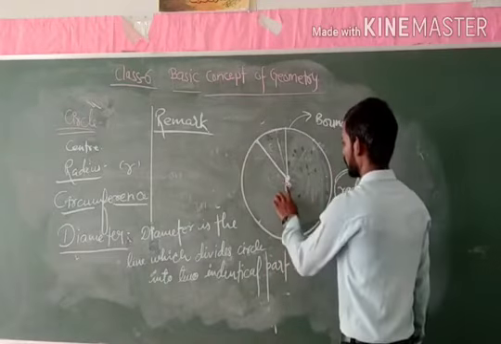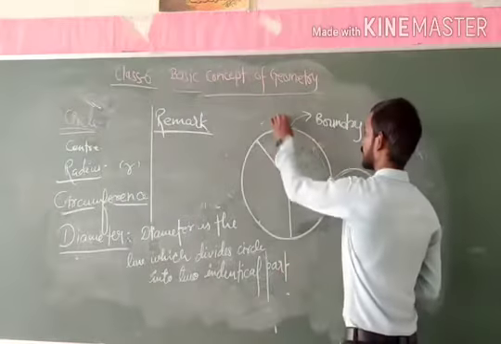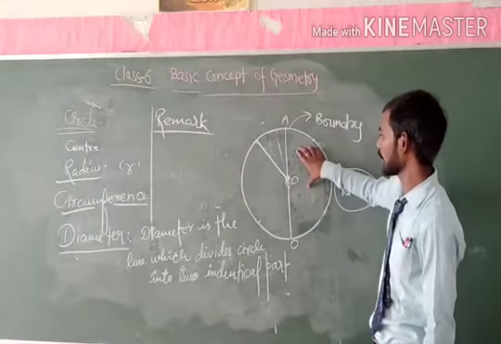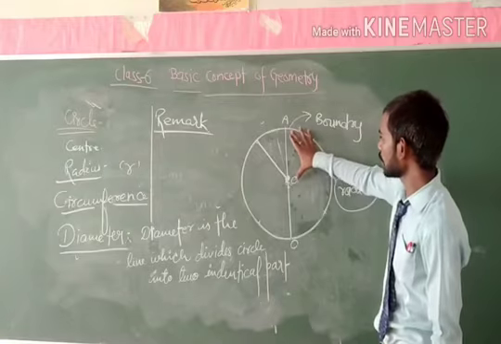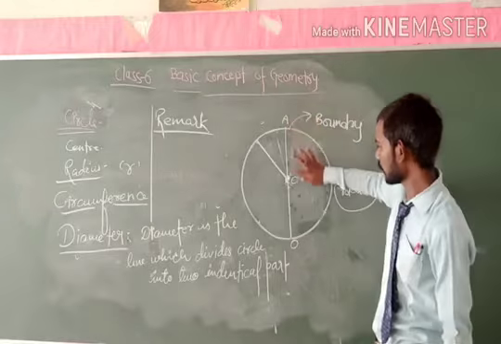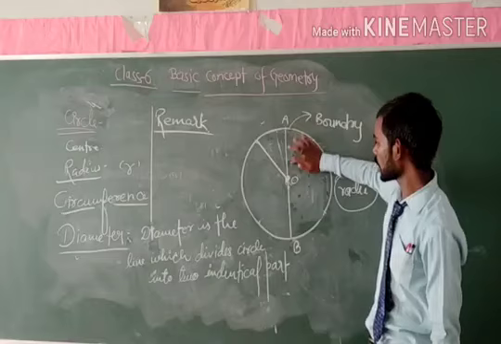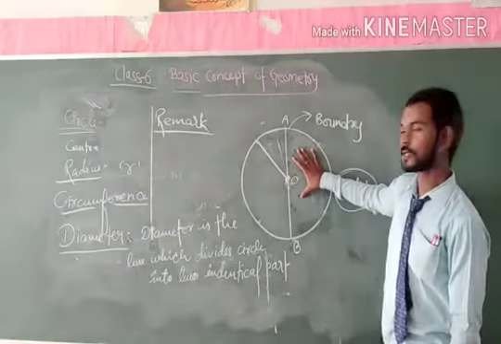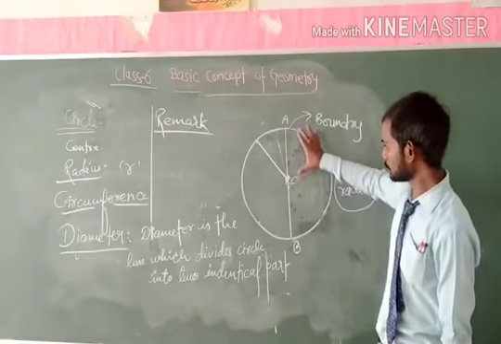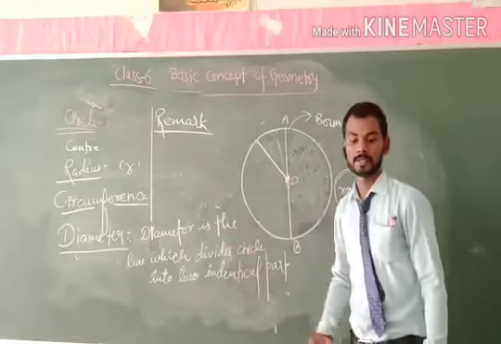In the figure, the center is represented by O, and this is A and this is B. From the figure we see that the length OA is equal to the length OB, so AB is the diameter. OA is equal to OB, that means the diameter is twice the radius.